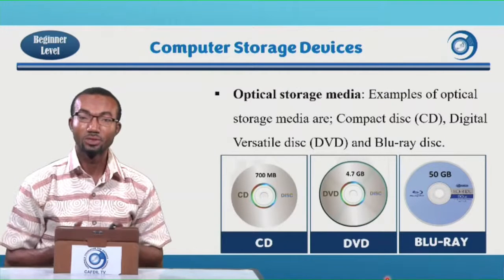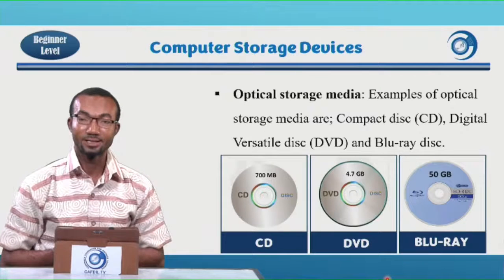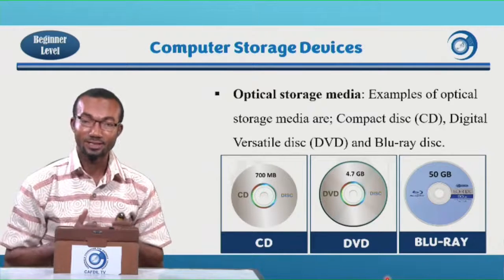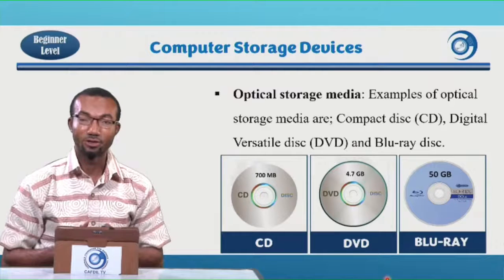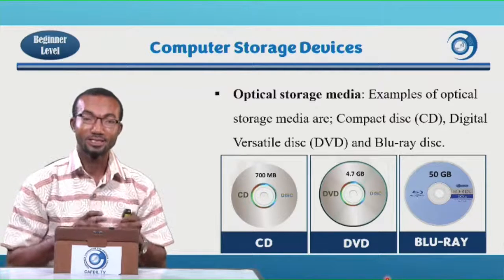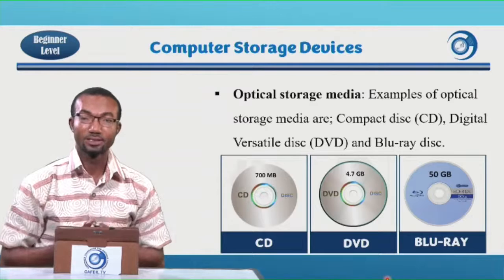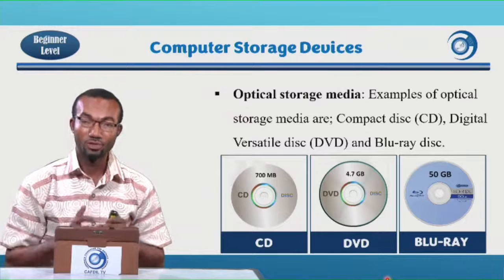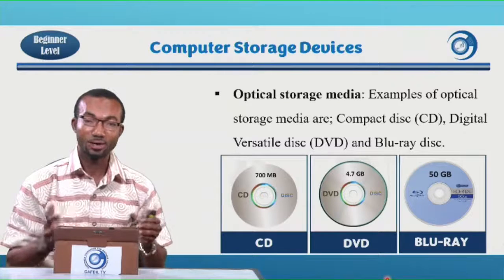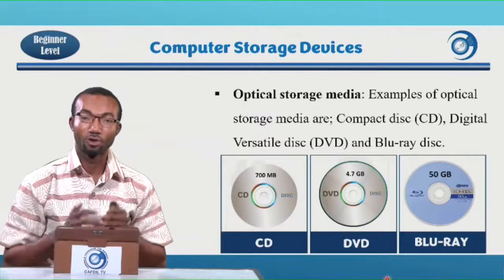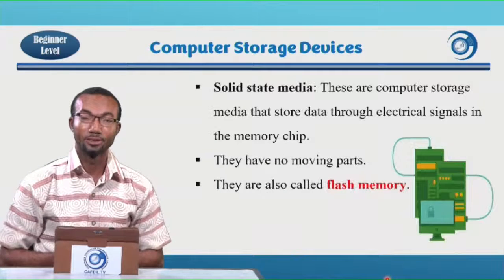And then we looked at some examples. We have the compact disc, that's the CD, the digital versatile disc, DVD, or you can also call it digital video disc. And we also have the Blu-ray disc. So these are all examples of optical storage media.